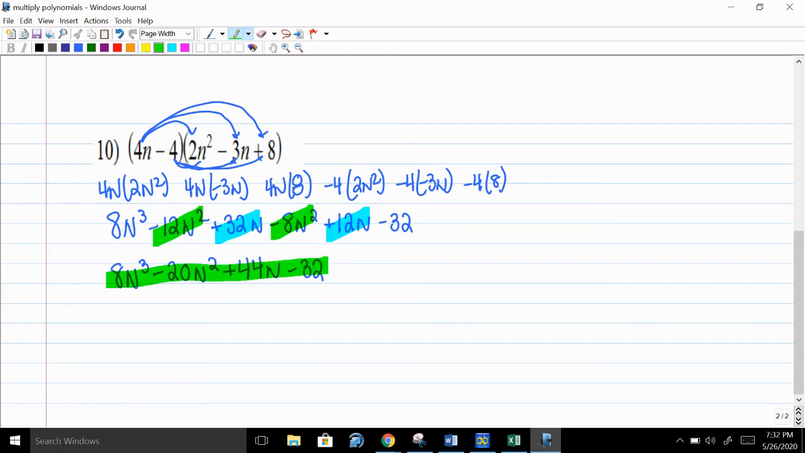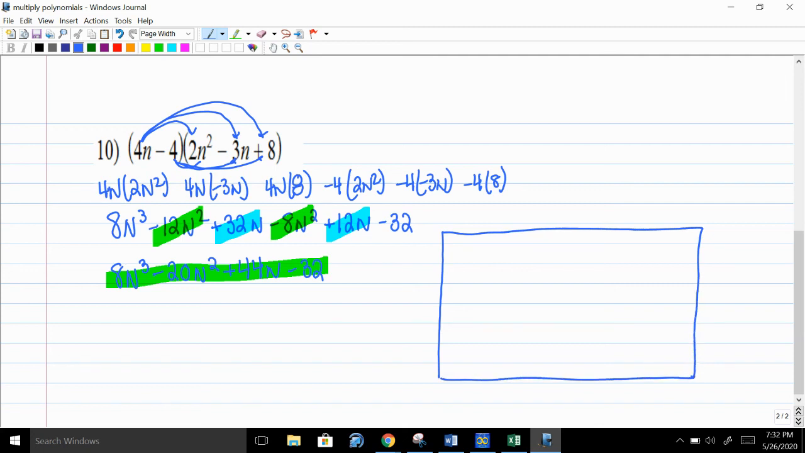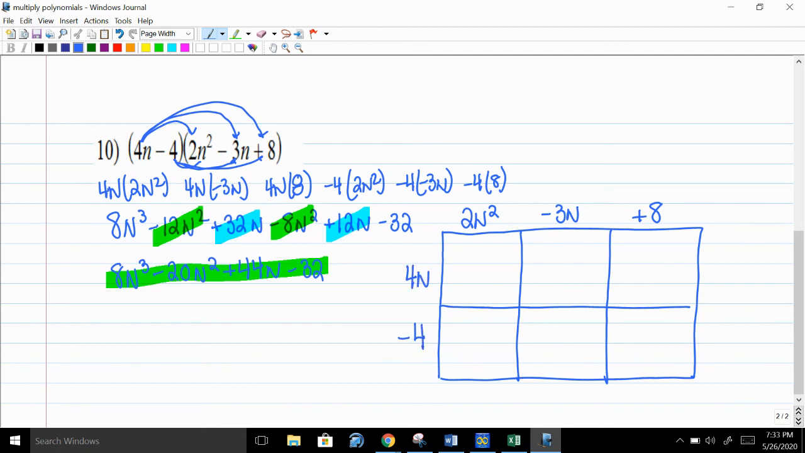So still distributing. You can still distribute. You can't use FOIL. Don't try and use FOIL. You could also use the box method for these. I'm not going to go through the whole thing, but if we were to set up the box, now you would have to have a box where you have a 2 by 3. So it would look something like this. You would put your trinomial up top and your binomial along the bottom or along the side. And then you can match it up that way.